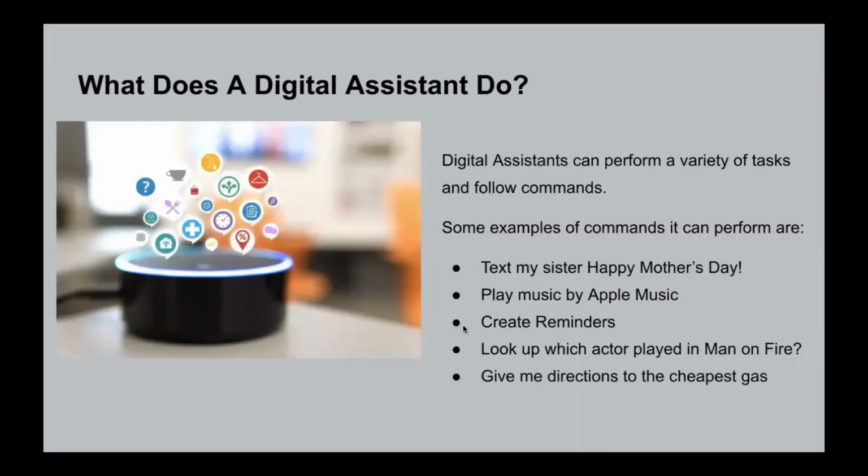Y'all ready? So what does a digital assistant do? Digital assistants can perform a variety of tasks and they can follow commands. Some examples of these commands are saying, text my sister, happy Mother's Day. Or you can start playing some music by Apple Music or other platforms such as Spotify. You can also use them to create reminders, notes, or alarms. You can also look up which actor played in Man on Fire. You can also ask for directions to the cheapest gas stations.